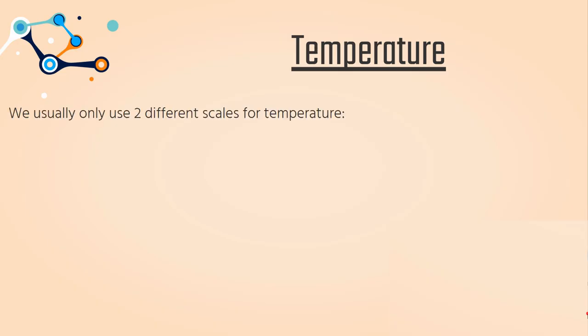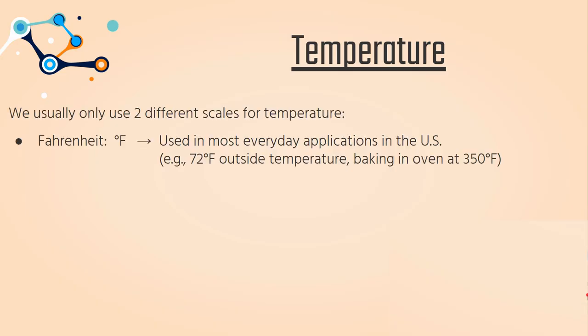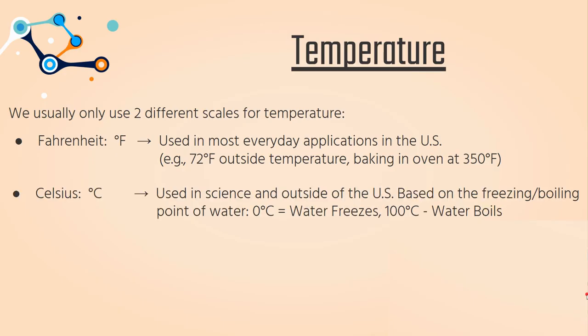Now, temperature. We usually use two scales in everyday life. We use Fahrenheit. This is our common scale in the US. We also use Celsius sometimes, especially in science classes. This is based on the freezing point and the boiling point of water. Water freezes at 0 degrees Celsius. Water boils at 100 degrees Celsius.